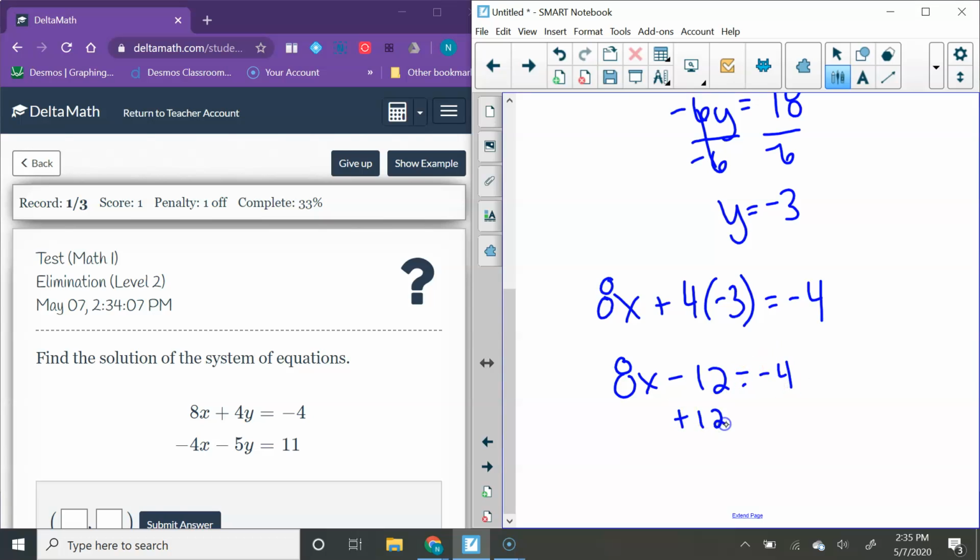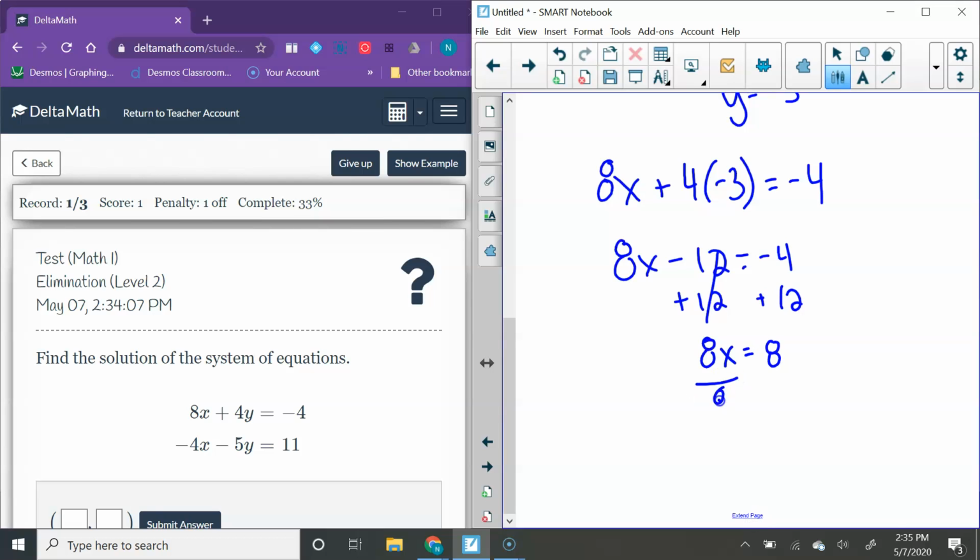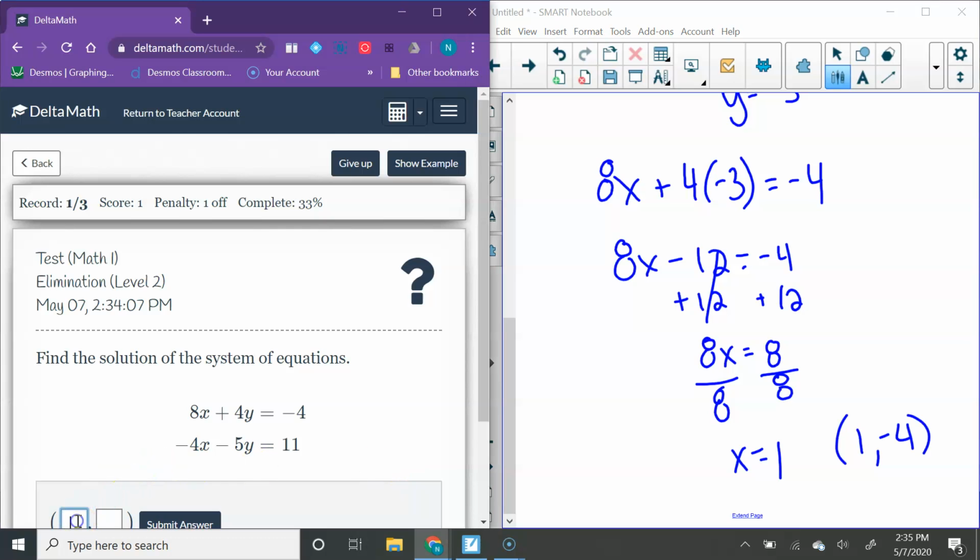I'm going to add that 12 to both sides. 8x equals 8. And then the last step is to divide that by 8. And so x equals 1. So I'll have 1, negative 4 will be my answer for that one.